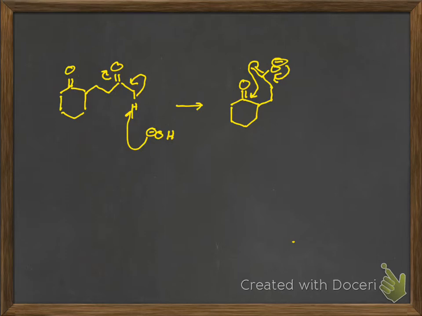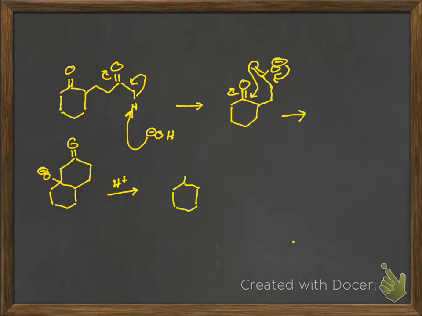The pi bond attacks the carbonyl, opening up the carbon-oxygen pi bond, which puts us here as our intermediate. All right, add some acid to finish it off. And what we have done is make this.